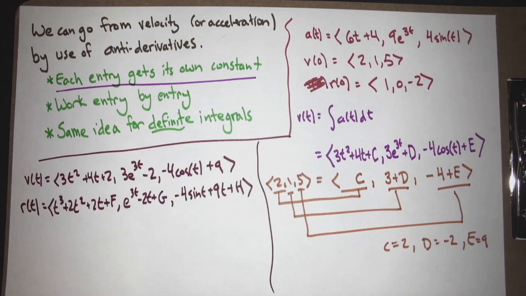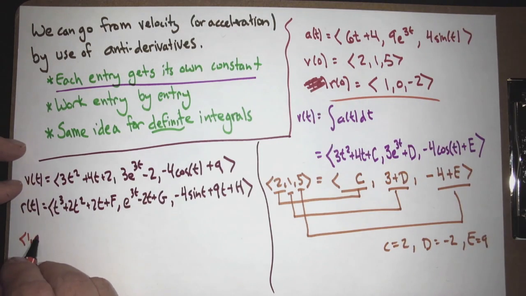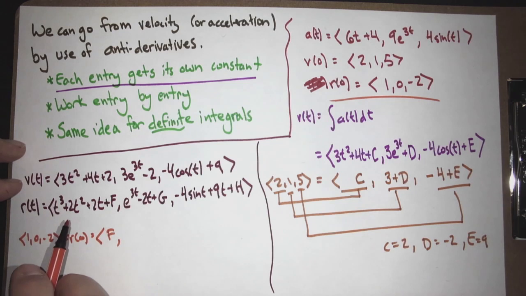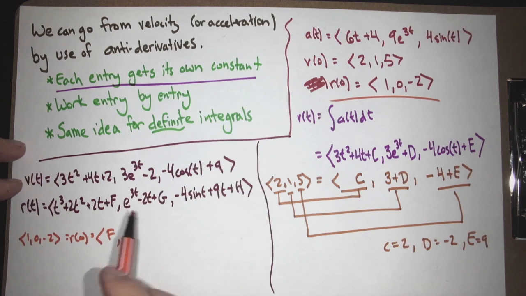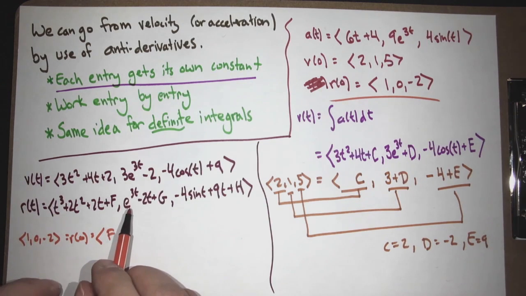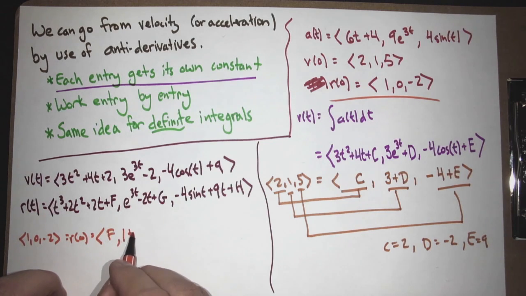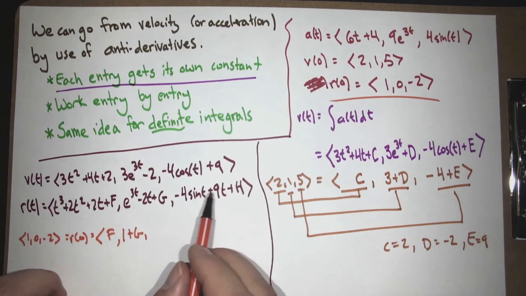No, we're not done. What do we need to do? We need to plug in our initial conditions. So 1, 0, negative 2, which is your r of 0. 0, 0, 0, f. That has a familiar ring to it. I don't know why. All right. 1 minus 0 plus g. That's 1 plus g. 0, 0, h.